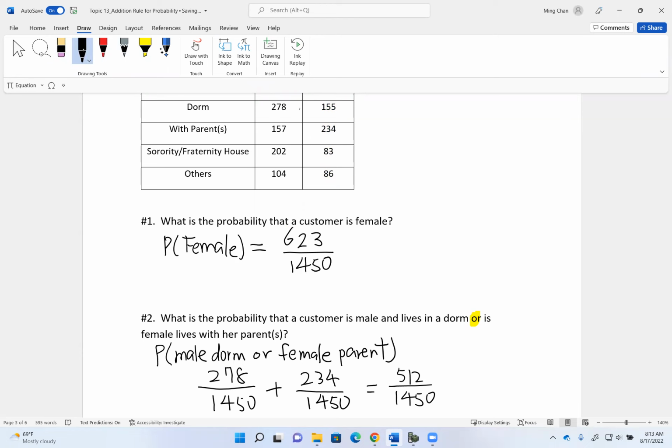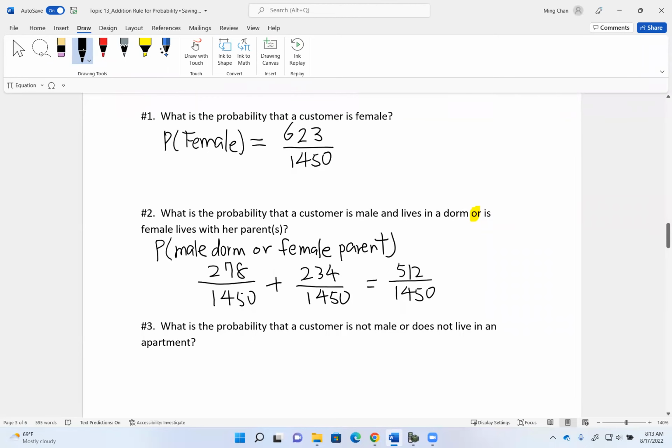Let's try another one. What's the probability that a customer is not male or, so that word or right here, that separates your events, not male or live in an apartment? Not live in an apartment. Okay, not male or not live in apartments. So this is two different events. Not male is one, not live in apartment.